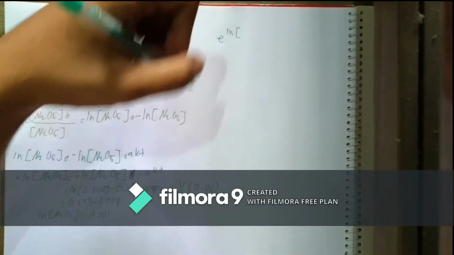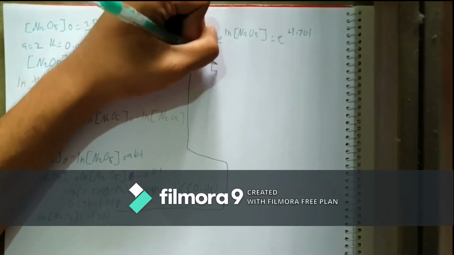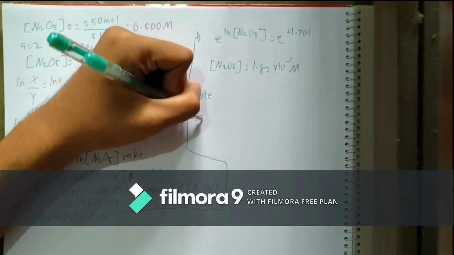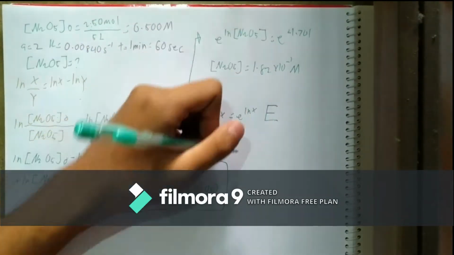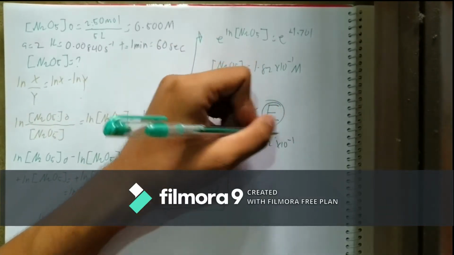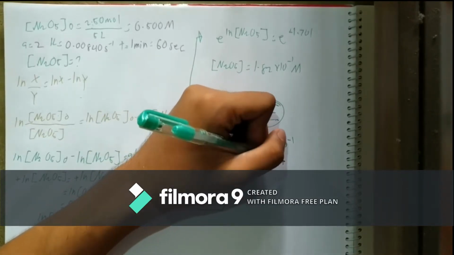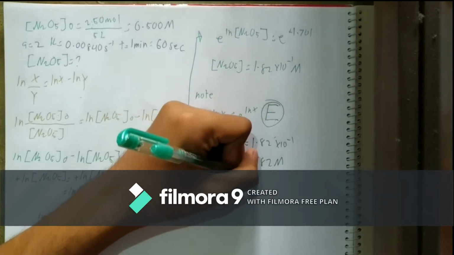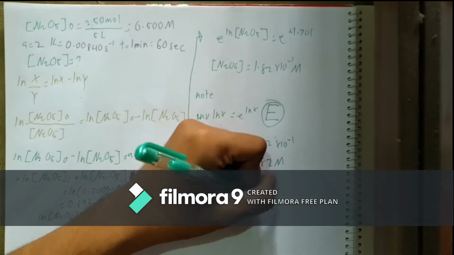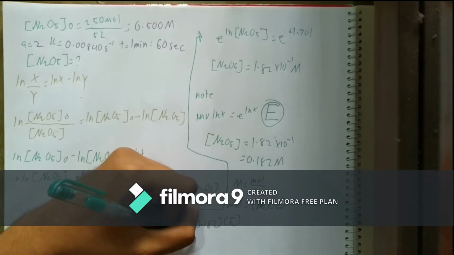Taking the inverse natural logarithm of both sides gives that the concentration of nitrogen pentoxide is equal to 1.82 times 10 raised to negative 1 molar. Take note that the inverse of ln x is e raised to x. Thus, after 1 minute of reaction, the concentration of nitrogen pentoxide is 0.182 molar. The number of moles of nitrogen pentoxide left in the 5-liter container is equivalent to 5 liters times 0.182 mole per liter, that is 0.910 moles of nitrogen pentoxide.